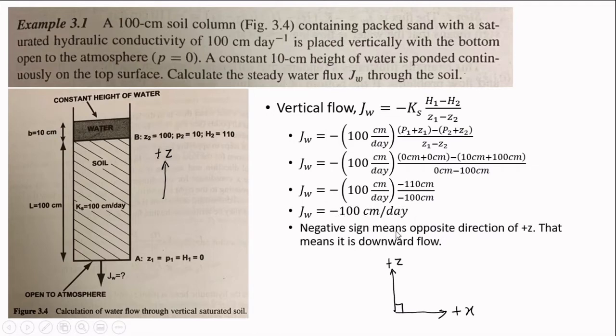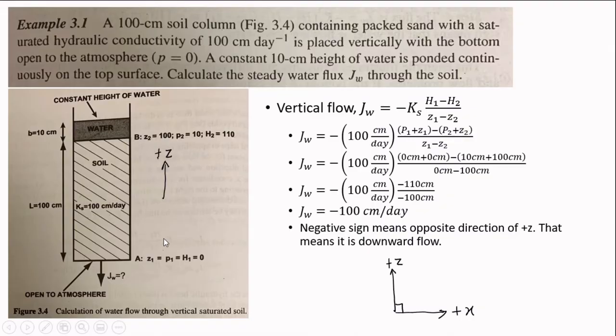So the negative sign means opposite direction of positive Z. Okay, that means that it is downward flow. So our definition is that it is positive upward. Since we get a negative value, it basically means that the flow is not flowing up, because flowing up the value has to be positive. Since we get a negative value, it means the flow is against the positive direction, so it's flowing down. Okay, that's what it means.